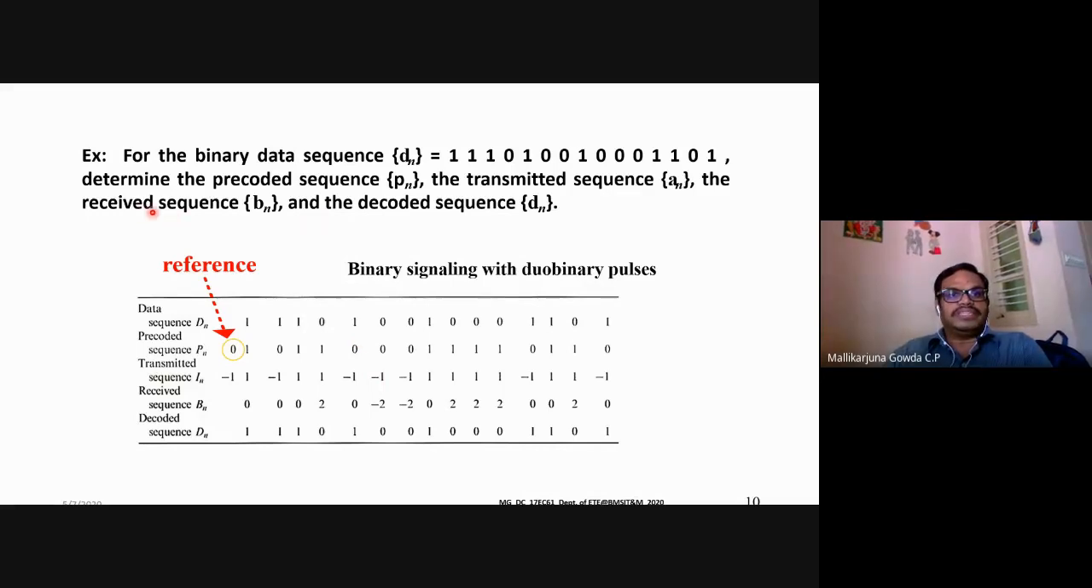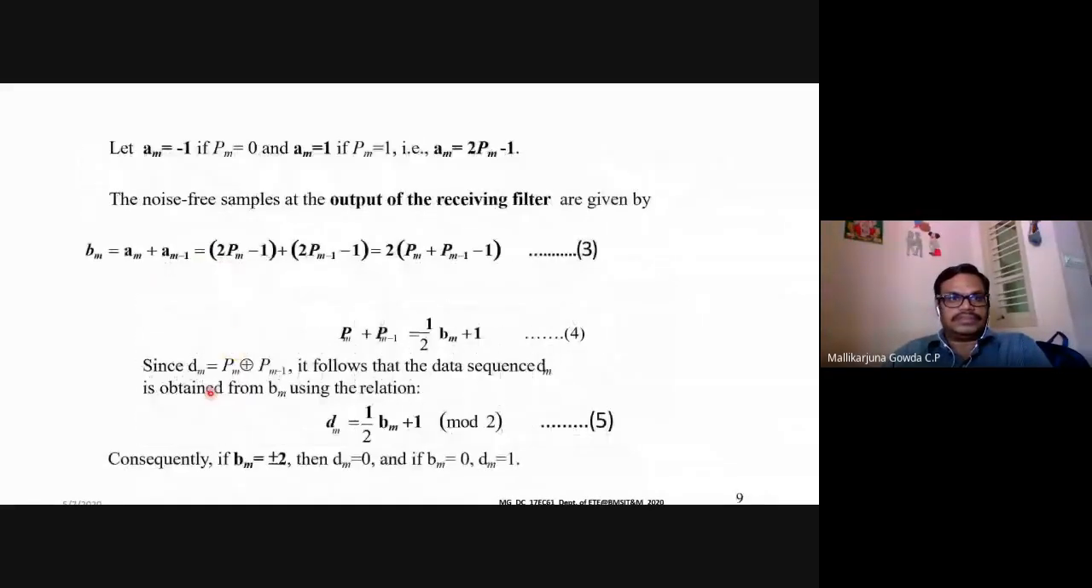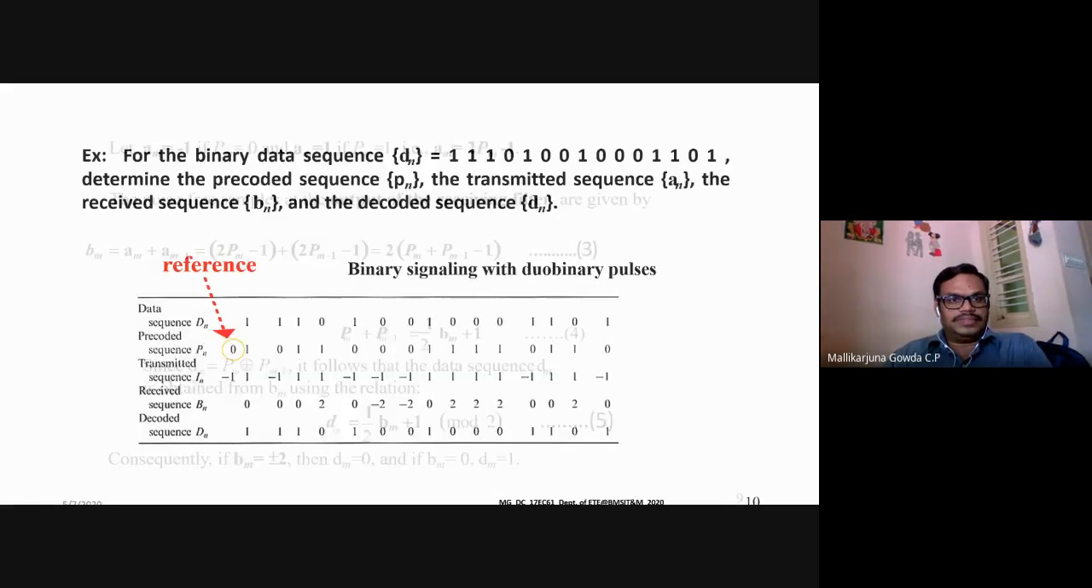Then I need to find out the received sequence, that is Bn. So Bn is equal to what? An plus An minus 1. Right? Here it is Bn, which is equal to An plus An minus 1. So this is my transmitted sequence. This is An, and this will be An minus 1, right?